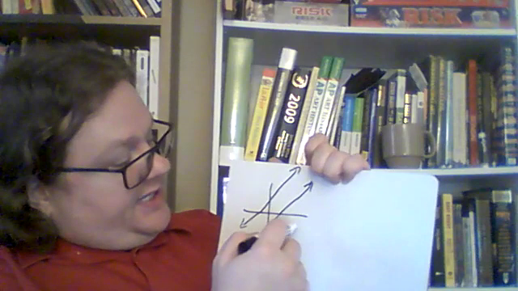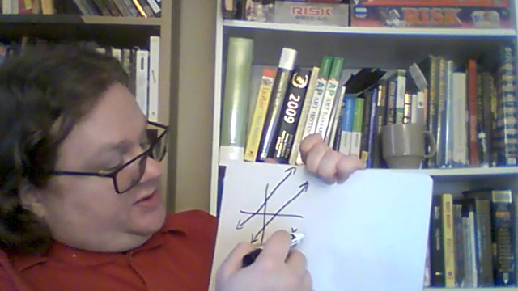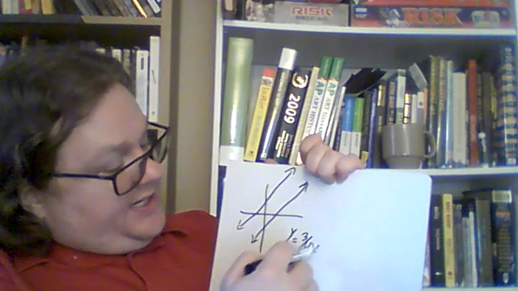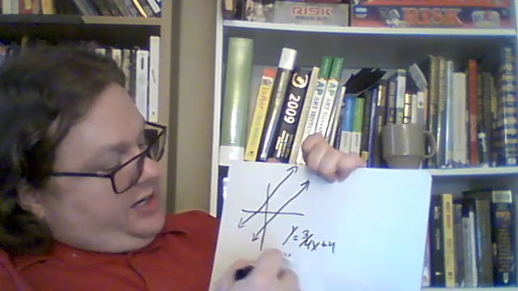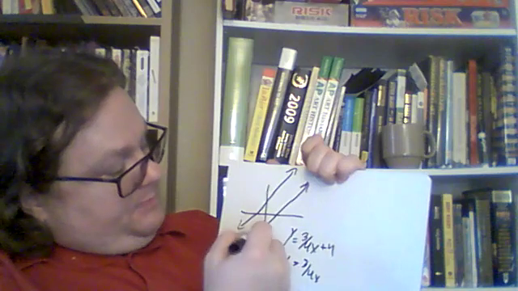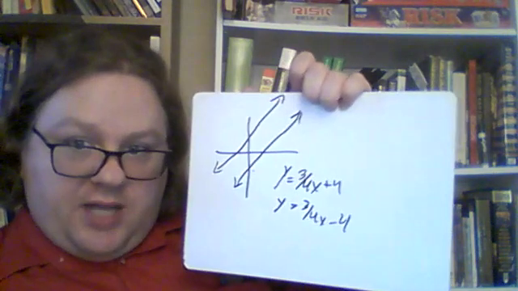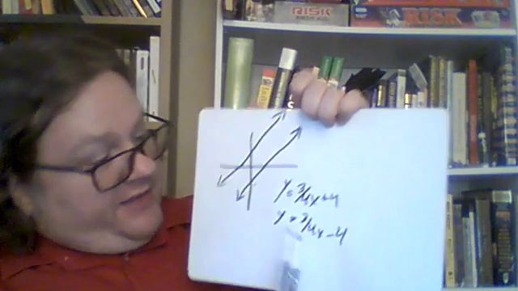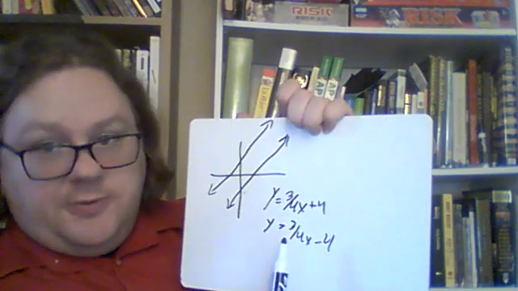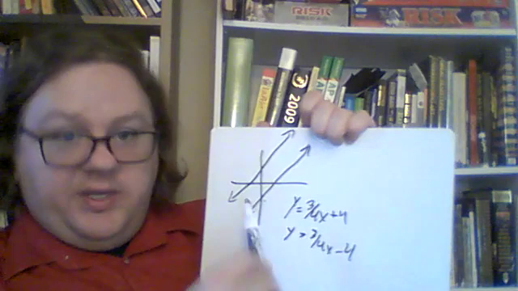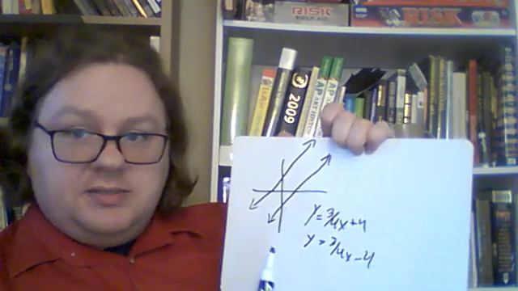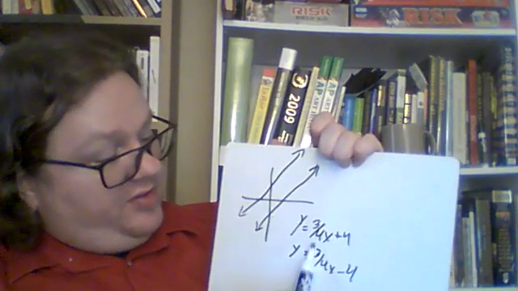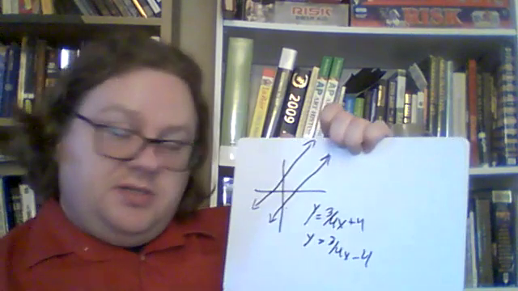So if you say that that is y equals 3/4 x plus 4, and y equals 3/4 x minus 4, that could be the two equations of those lines. And you see how they have the same slope, 3/4 and 3/4? And those two lines will never touch. That's how parallel slope works, is they'll have the same slopes.